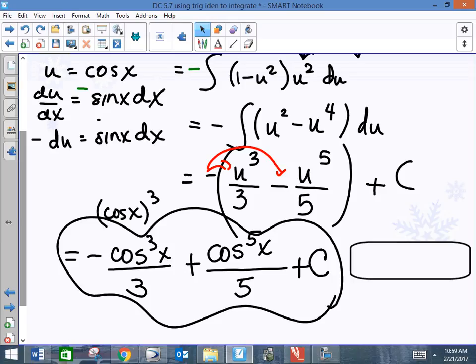Okay, any other questions? It's ugly. This is your last integration method. It doesn't show up very often, but when you've got 10 problems and it shows up once, you've got to know how to do it, right? All right. Any questions? All right, let's do the next one.